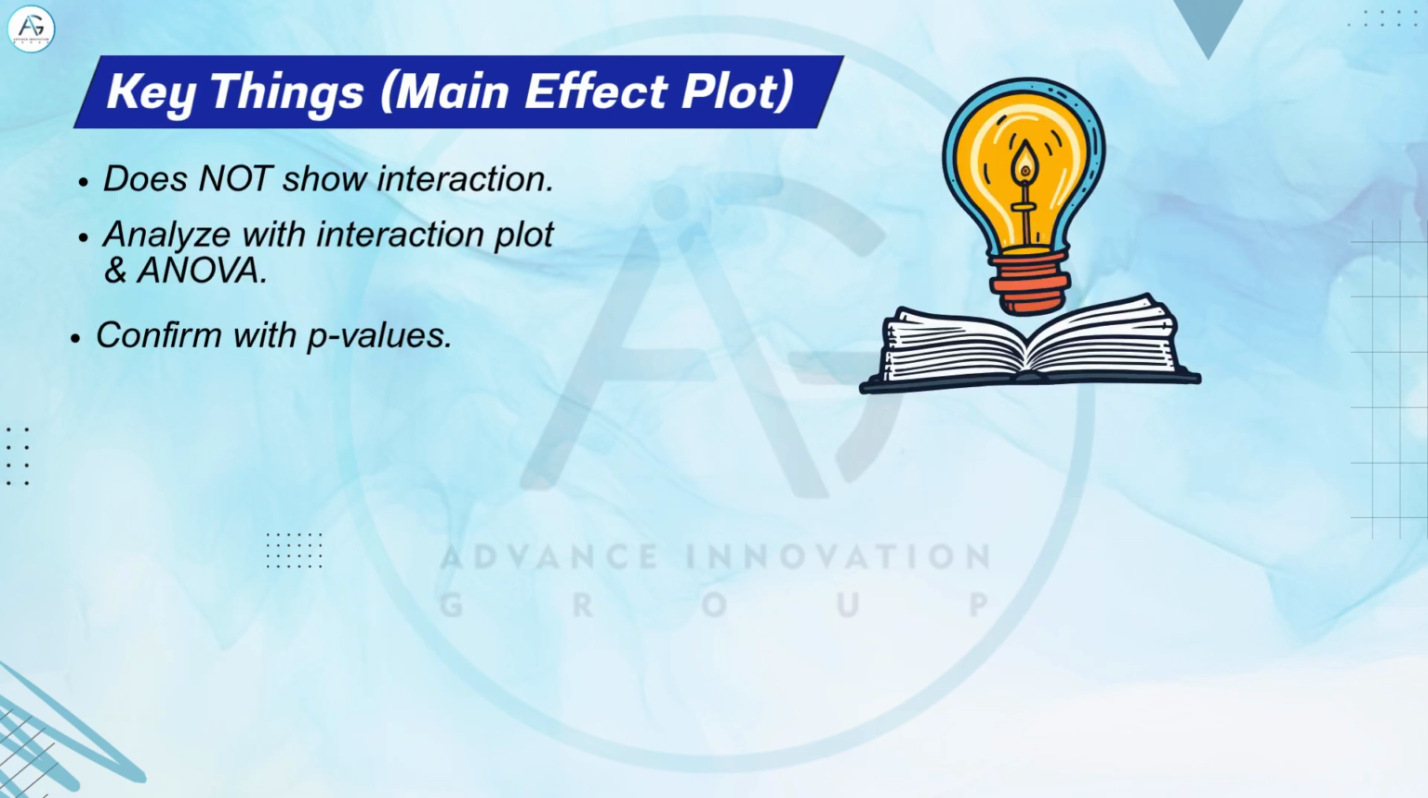It's important to remember that a main effect plot does not show interactions between factors. To analyze interactions, you need to use an interaction plot and perform ANOVA. Always confirm your findings with p-values to determine which effects are statistically significant. So, use the main effect plot for a quick look at individual factor effects, but rely on interaction plots and ANOVA for a complete analysis.